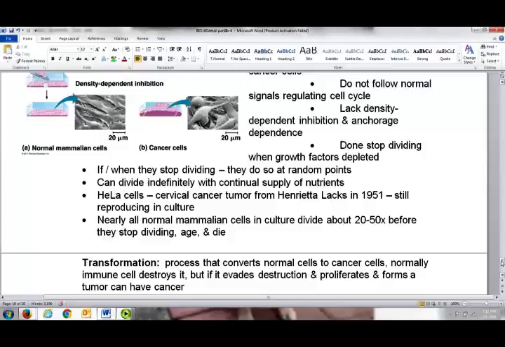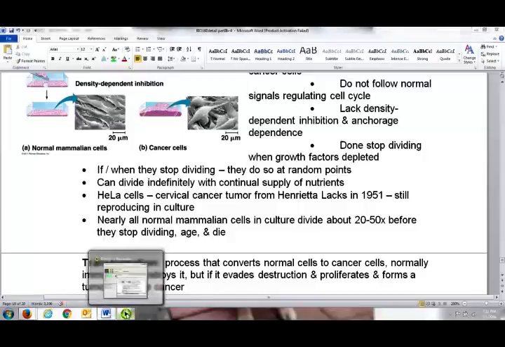So there's actually a book that talks about what happened in her scenario, because the family was never compensated at all for this, and they didn't really understand what was going on. They were kind of confused by the fact that there were these cells from this woman still out there in cultures.